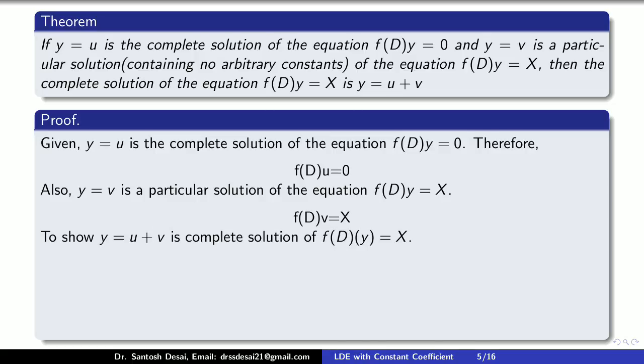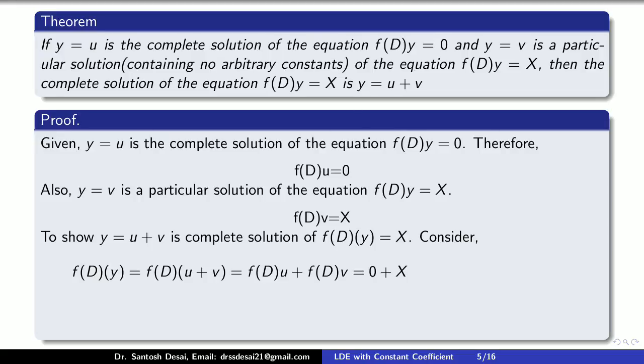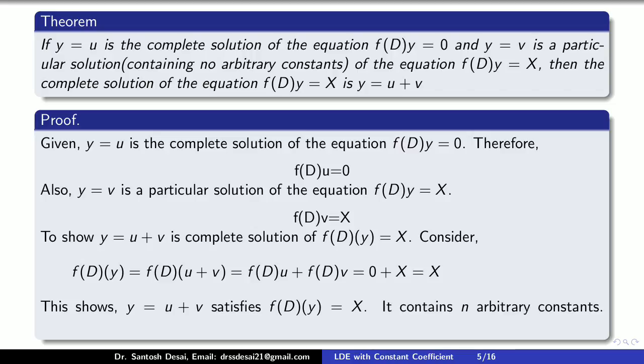Now we have to show y is equal to u plus v is a complete solution of the equation f(D)y = X. So let us consider f(D)y, and just putting the values of y, we get f(D)(u + v). So this is equal to f(D)u plus f(D)v. Now we know these two values, so putting the values you will get 0 plus X, and this is equal to X. So this shows that y = u + v satisfies the equation f(D)y = X, and therefore it is a solution of the given equation.